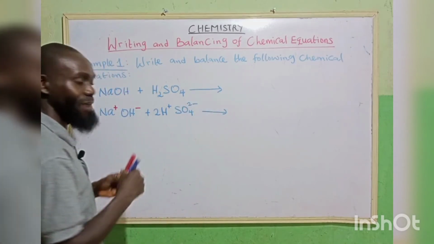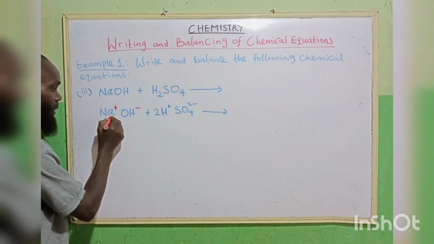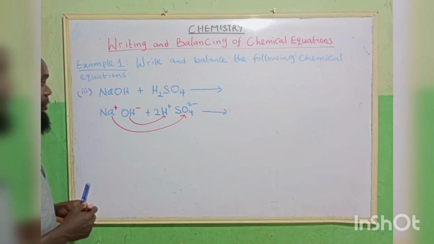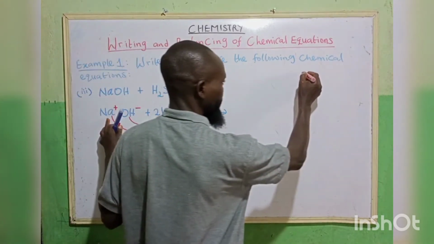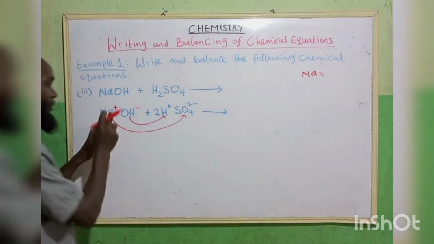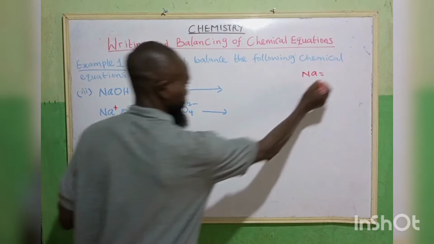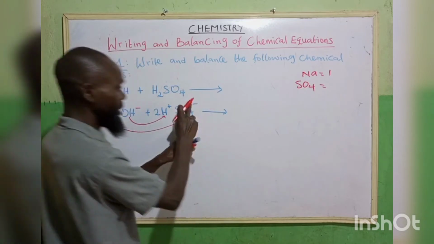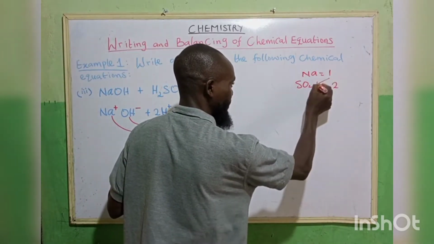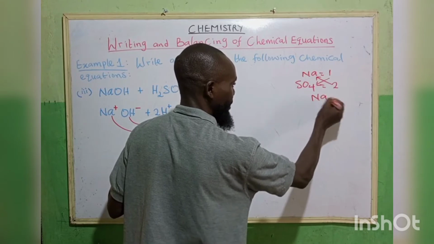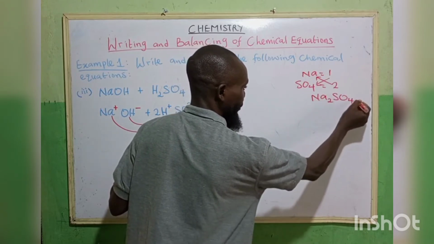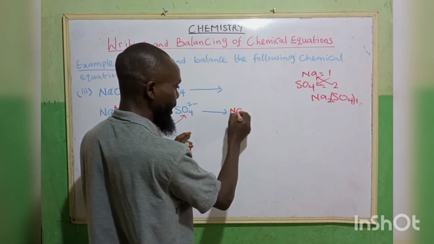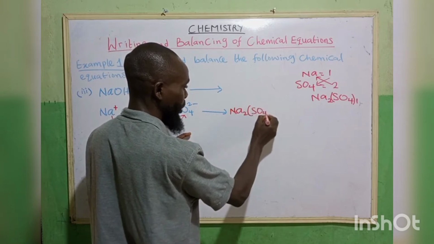Now, positive have to combine with negative. Sodium, we have to combine with sulfates. OH minus have to combine with H plus. Now, we now come here. Na is having plus, that is 1. Then SO4 is having 2 minus, that is 2. We have to cross multiply. So we have Na2 SO4 1. So when you open bracket and close the bracket, 1 times 4 still remain 4. So we are going to have Na2 SO4 bracket 1.